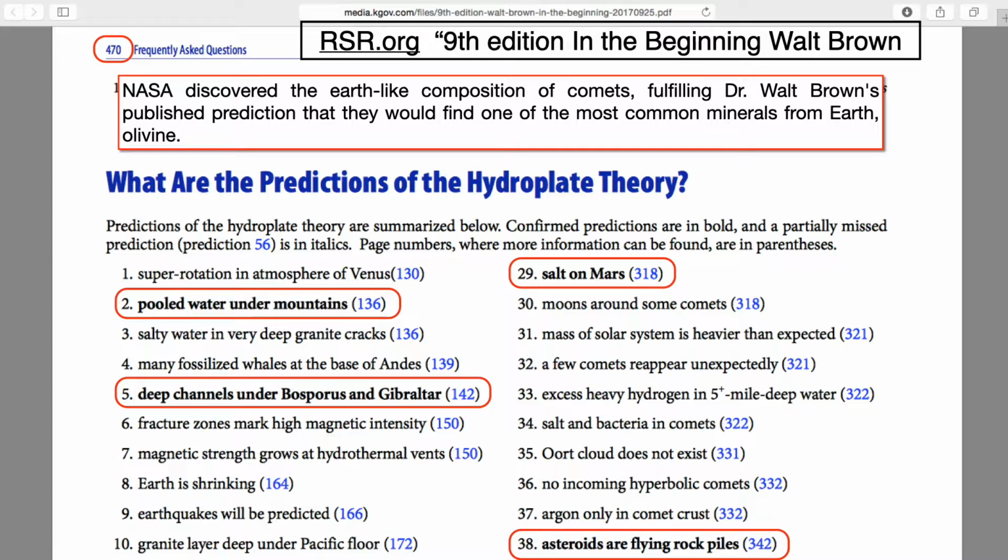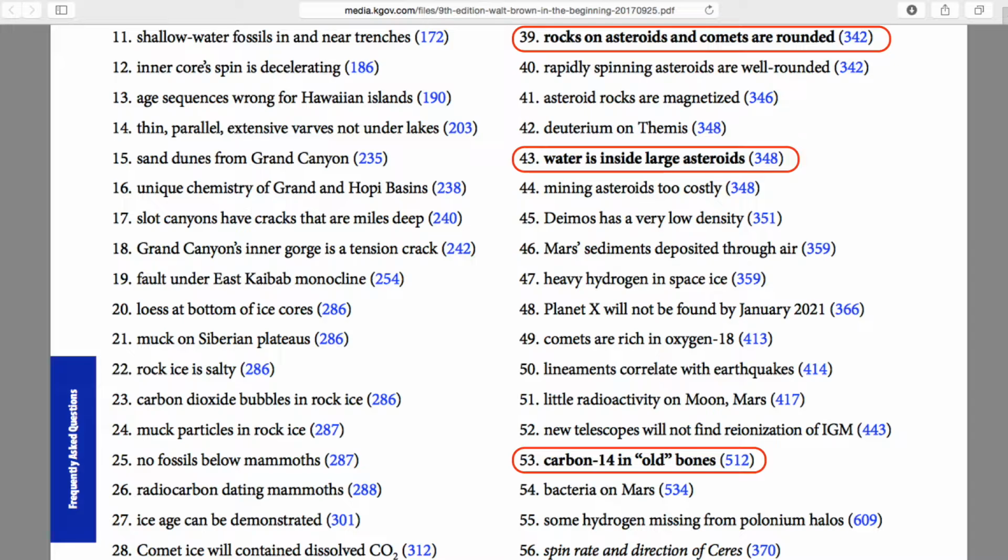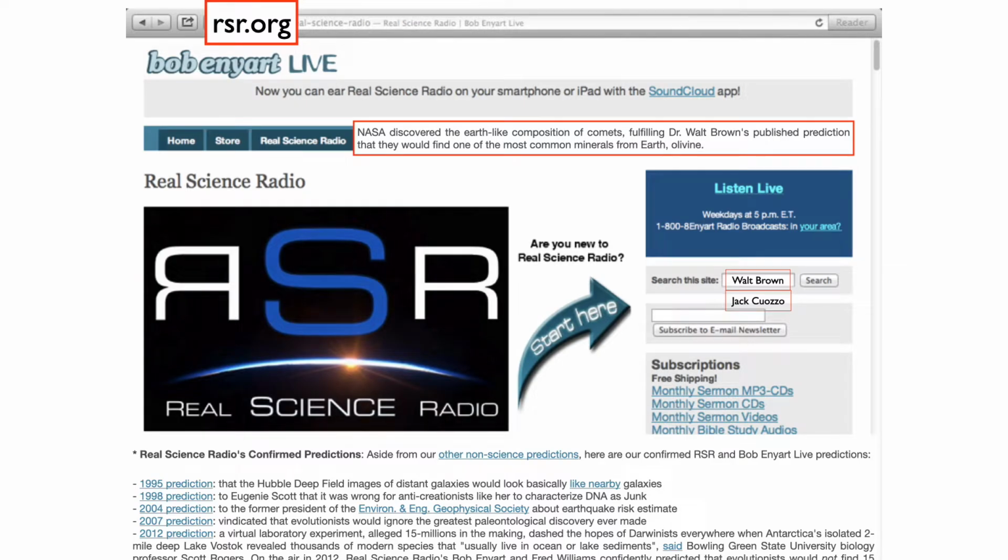It just ties it together, and these are some of the predictions that he's made, and we'll just go through the ones that are right. Okay, it was verified: pooled water under mountains, deep channels under Bosporus and Gibraltar, salt on Mars, asteroids are flying rock piles. Okay, rocks on asteroids and comets are rounded. How in the world would he know that? You know, water inside large asteroids, carbon-14 in old bones, and then this one too. NASA discovered Earth-like compositions of comets, fulfilling his other prediction. How did he know what was in it? Because his theory explains how it got there.